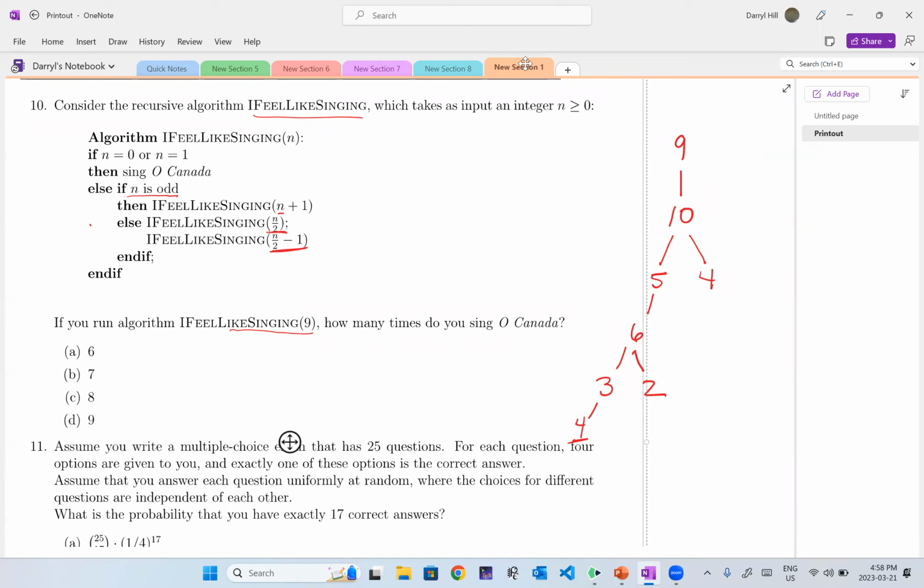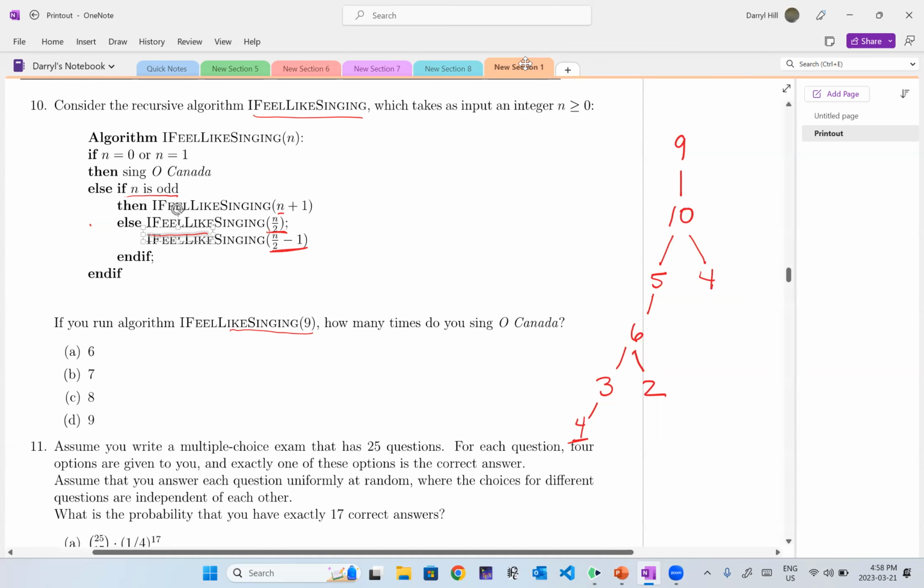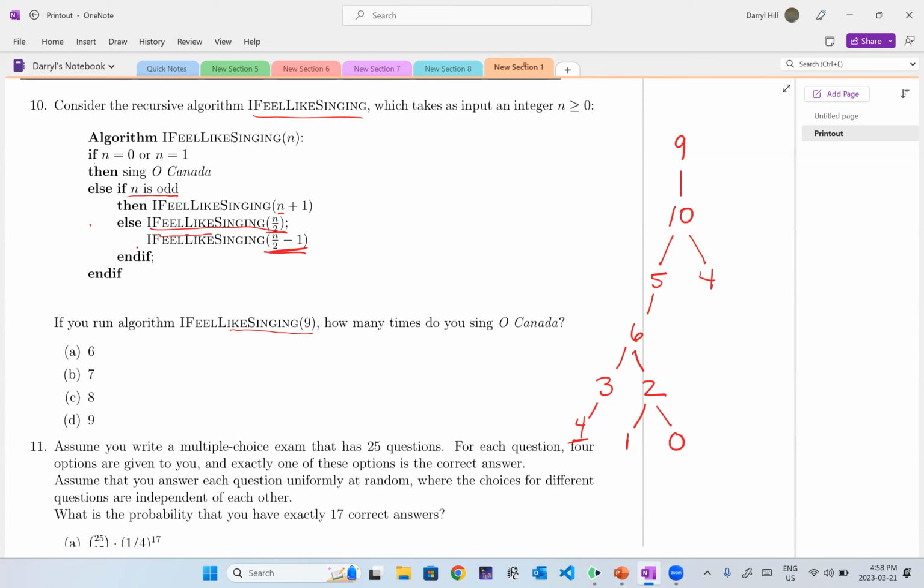2 is even, so I feel like singing n over 2, which is 1, and then n over 2 minus 1, which is 0. N equal to 0 and n equal to 1, I sing O Canada. So the number of times I sing O Canada on a call to number 2 is 2. Okay, so if I see 2 again, I know that I sing O Canada twice. All right, so then let's look at this 4.